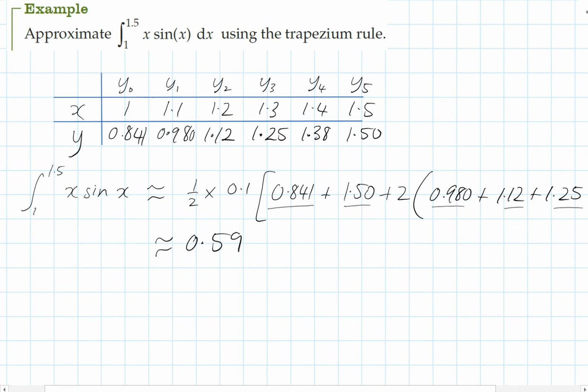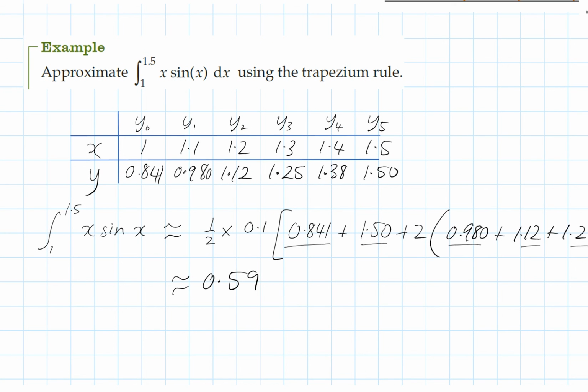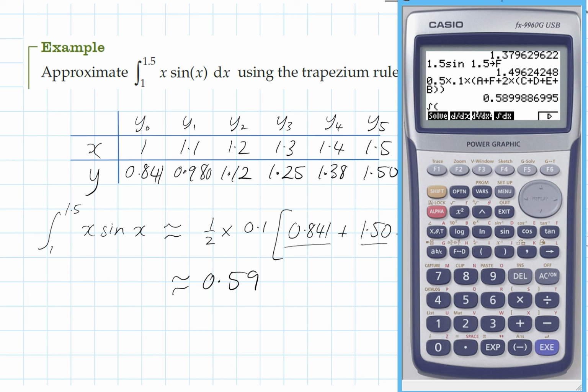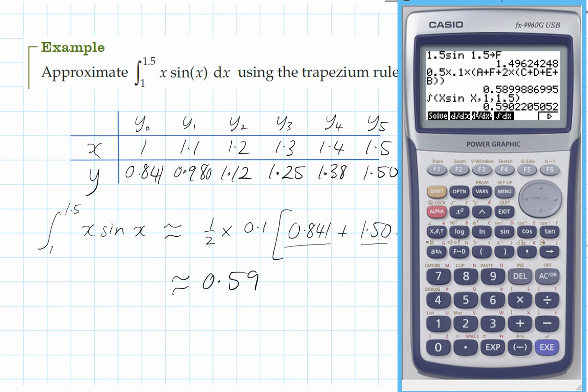Now at this point you want to consider how close it is to the real value, and so our calculator can integrate this function precisely, and so we'll see what that comes up with when it integrates it. So we'll put in x sine x and we'll go from 1 to 1.5, and that gives us 0.59, so we can see that to 2 dp we're correct, and if you look at the above value it's pretty close. So even across 6 intervals we can get quite a close approximation using the trapezium rule.